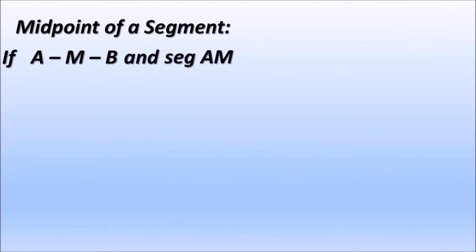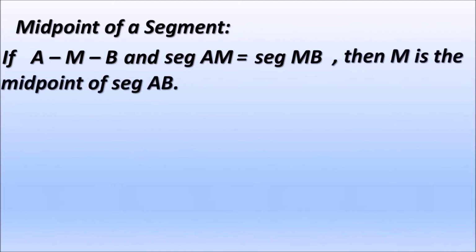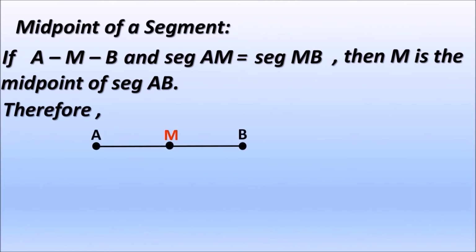Now what do you mean by midpoint of a segment? If A-M-B, it means these 3 points are collinear. They lie on the same line such that M is between A and B. So if A-M-B and seg AM equals seg MB, then M is the midpoint of seg AB.